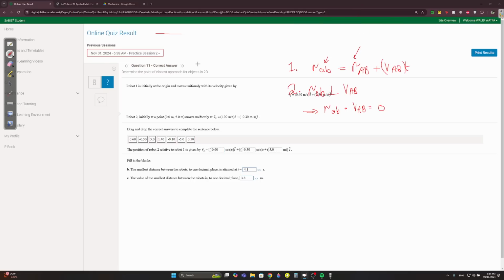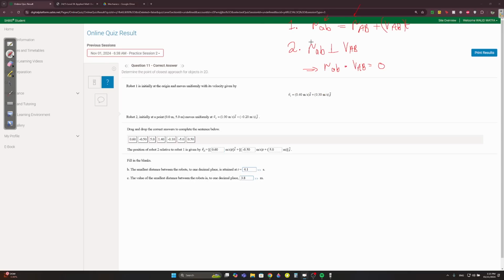Some people still get a bit confused what I mean by small and big. Big is always your initial position. So like robot 1 is initially at the origin. So its initial position is 0 I, 0 J. And then robot 2 is initially at 0, 5. So 0 I, 5 J. So this is R_A capital and this is R_B capital. Let's call robot 1 A, robot 2 B. Okay?